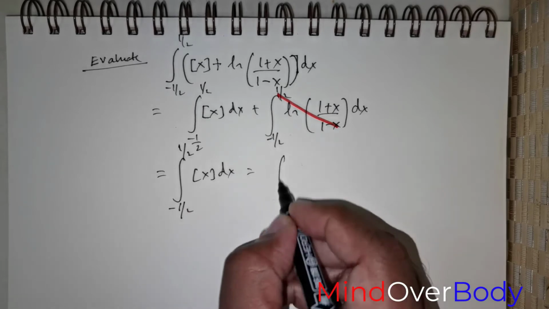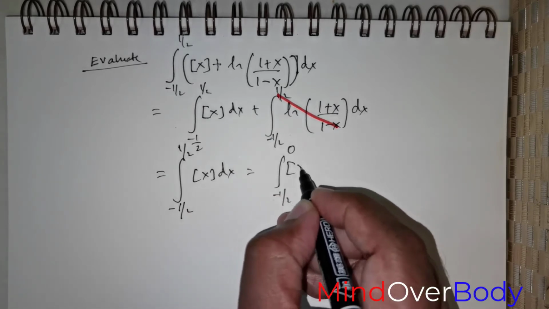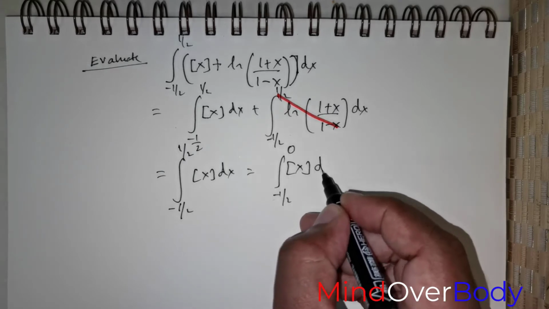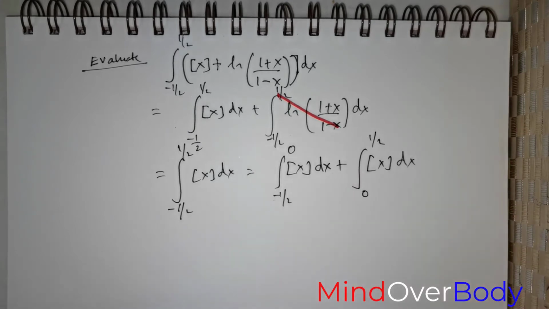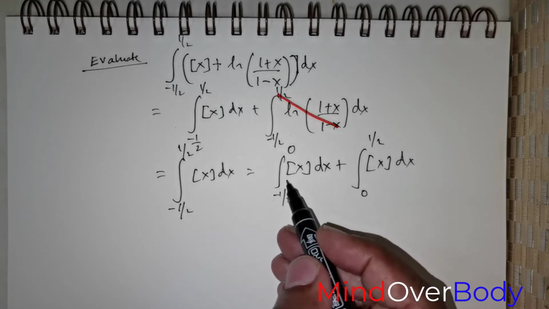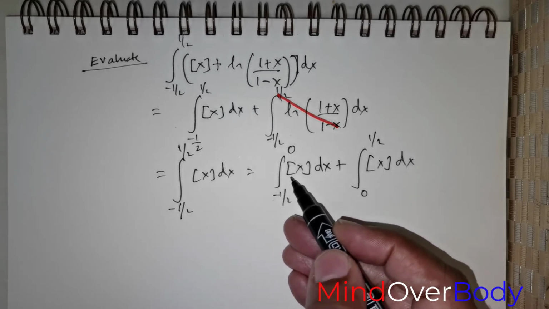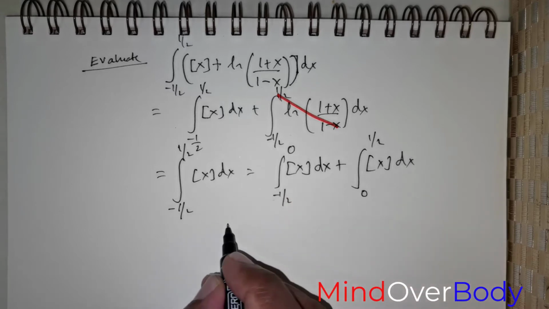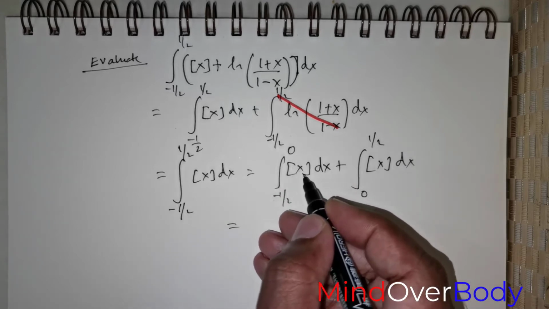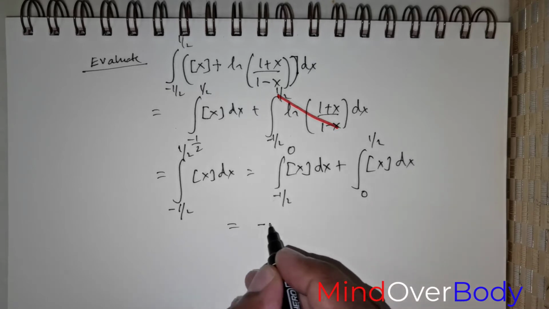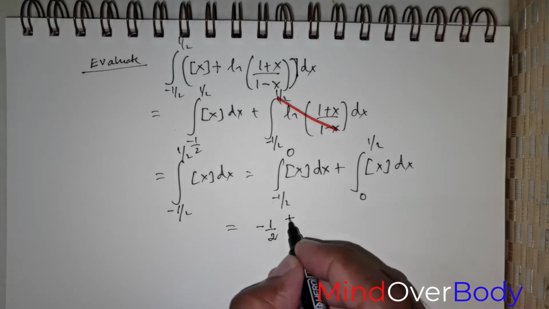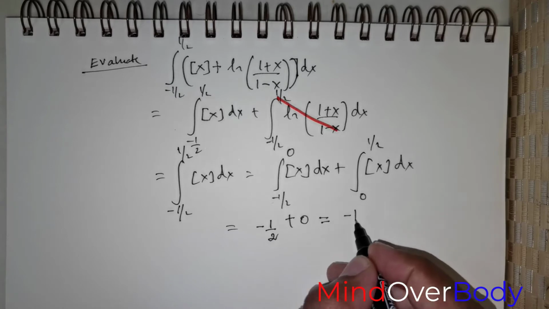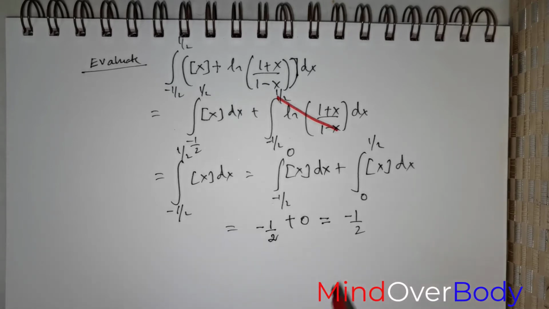Now I'm going to rewrite this as the integral from negative 1 over 2 to 0 of the greatest integer function of x dx, plus the integral from 0 to 1 over 2 of the greatest integer function of x. Since x is from negative 1 over 2 to 0, the value that the greatest integer function would take in this case would be negative 1. In the other case it's going to be 0, and this is equal to negative 1 over 2, which is the solution for this particular question.